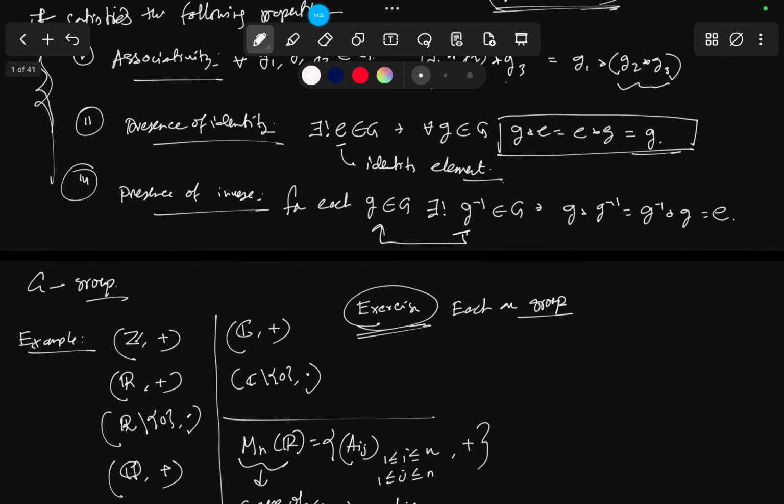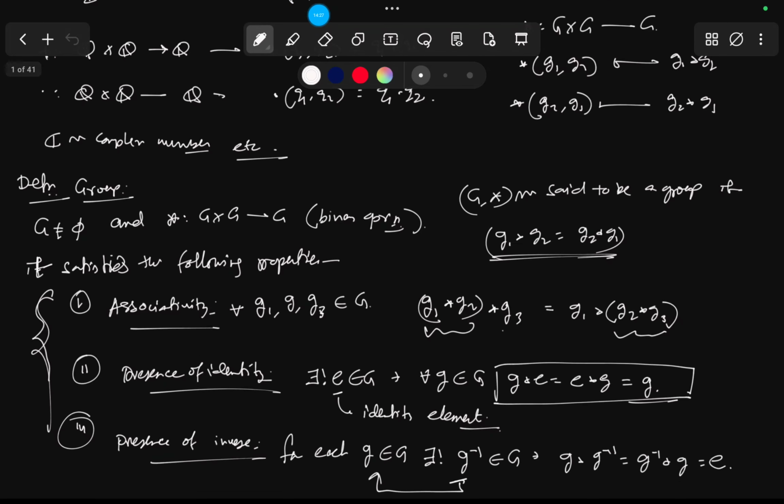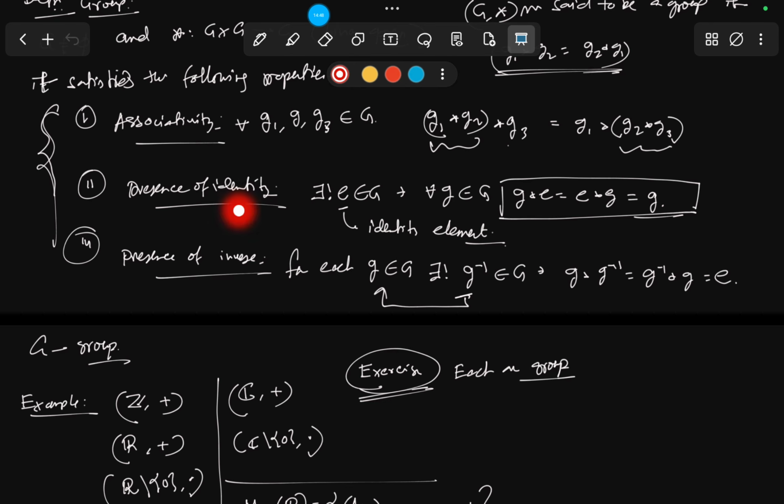So you just don't need to do anything. For example, for Z, you take any three elements Z1, Z2 and Z3 from (Z, +). You can just add them up, right? Because Z1 plus Z2 plus Z3 is usually added up, and that basically doesn't change if you change the position of the elements. Also, the identity element with respect to (Z, +) is your 0, right?